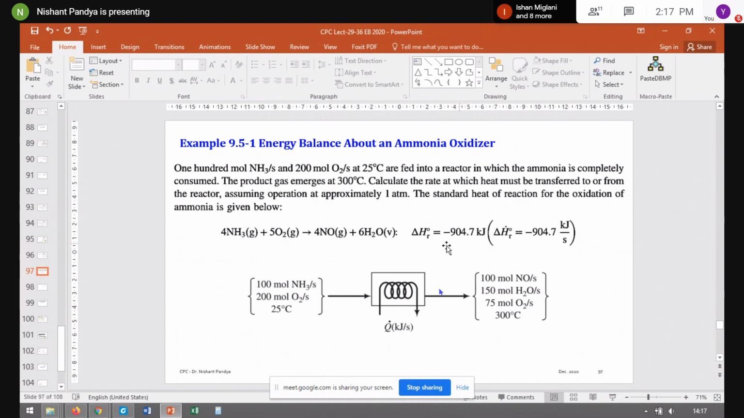Here extent of reaction is easy to calculate because ammonia is completely consumed. So we can take this as a basis for the calculation of psi. Here 100 moles are reacting, so you can use that for the calculation. 100 moles are reacting and the stoichiometric coefficient is 4, so minus 100 divided by minus 4, you get 25 mole value of psi. So 25 multiplied by this will give the delta HR.